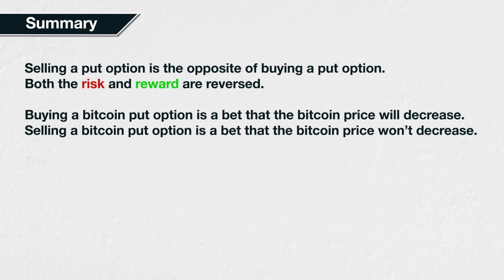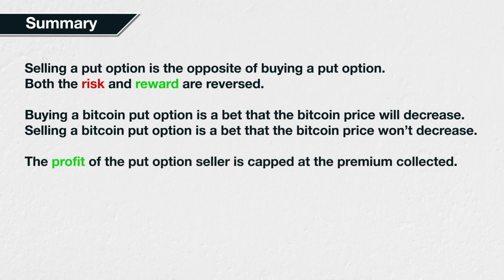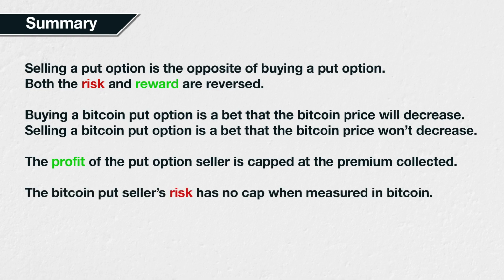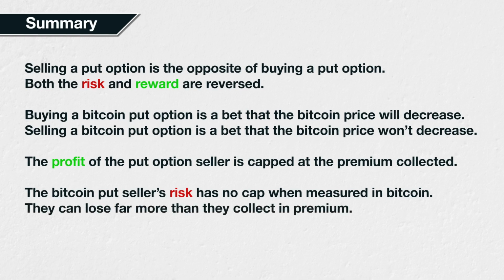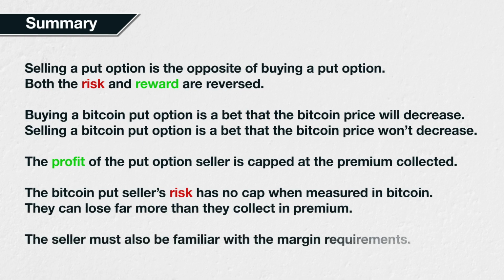The seller of a Bitcoin put option has a limited profit potential. Their maximum profit is the premium they collected for the put. As we're using Bitcoin itself as collateral instead of dollars, the seller's risk has no cap when measured in Bitcoin. They can potentially lose far more than they collected in premium. The seller must also be familiar with the margin requirements for short option positions on the exchange they are using.